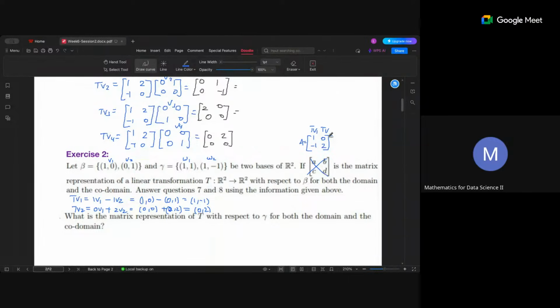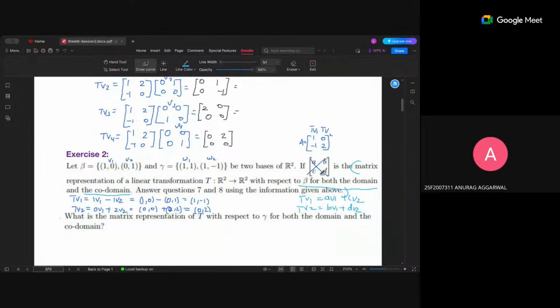What does this mean? Let me tell. The matrix of T with respect to beta for both domain and codomain means exactly this: T(v1) is a v1 plus c v2, and T(v2) is b v1 plus d v2. This is the meaning of this. Whatever the matrix is, this is the meaning.